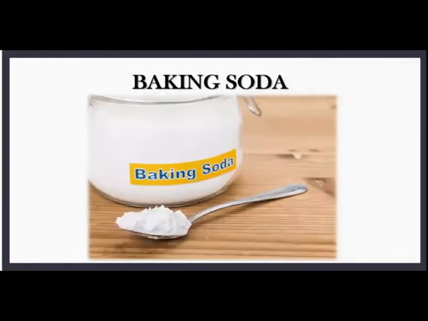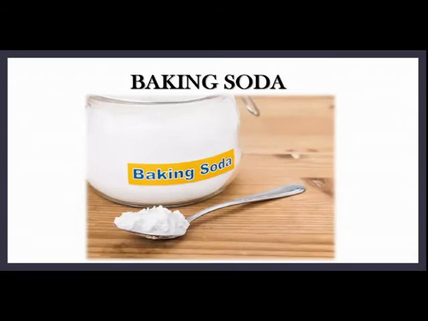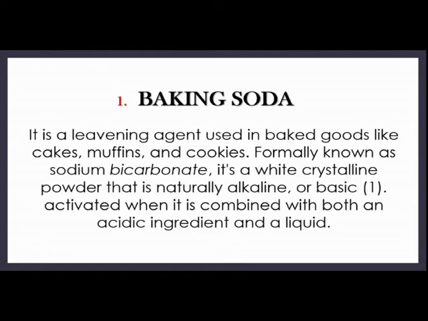Okay, so number one, we have baking soda. Okay, so baking soda is actually a leavening agent that is used in baked goods like cakes, muffins, and cookies. It is formally known as sodium bicarbonate. It's a white crystalline powder that is naturally alkaline or basic, activated when it is combined with both an acidic ingredient and a liquid. So this is a very common cleaning agent. Okay, we have baking soda.